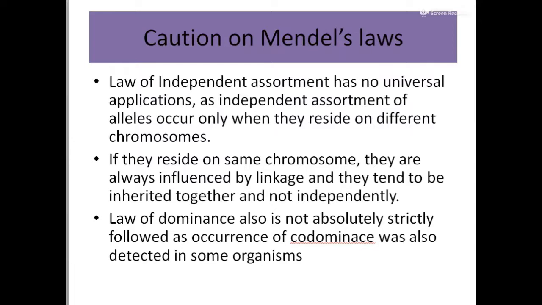as the law of independent assortment of alleles occurs only when they reside on different chromosomes. Now, if they are residing on the same chromosome, they are always influenced by linkage, and they tend to be inherited together and not independently. So, the law of independent assortment of genes is applicable only if the traits are found on different chromosomes.